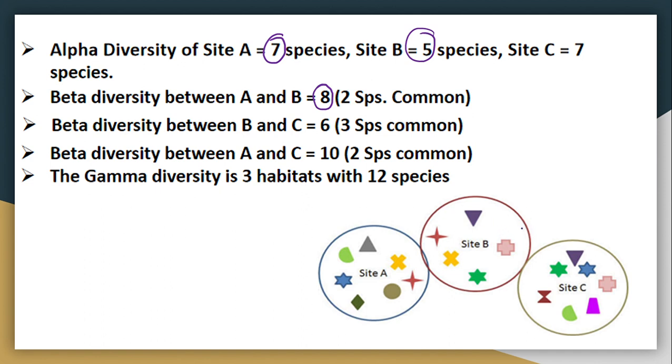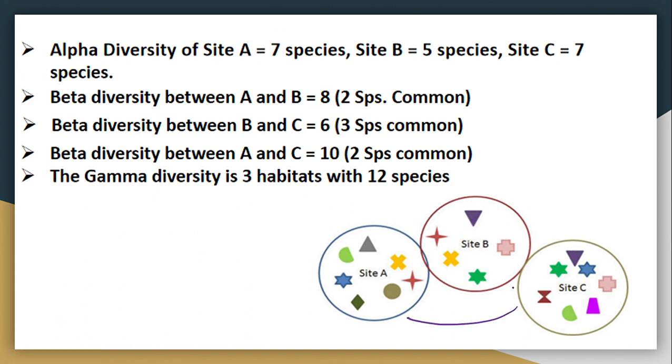Okay, let me count here. It's easy. Now about site B and site C. Figure out the common ones. We have a common one here, and then here we have the common one. Do we have other? Yes, we have other. Do we have other? No. So 1, 2, 3, 4, 5, 6. How many do we have? 6 beta species, right?